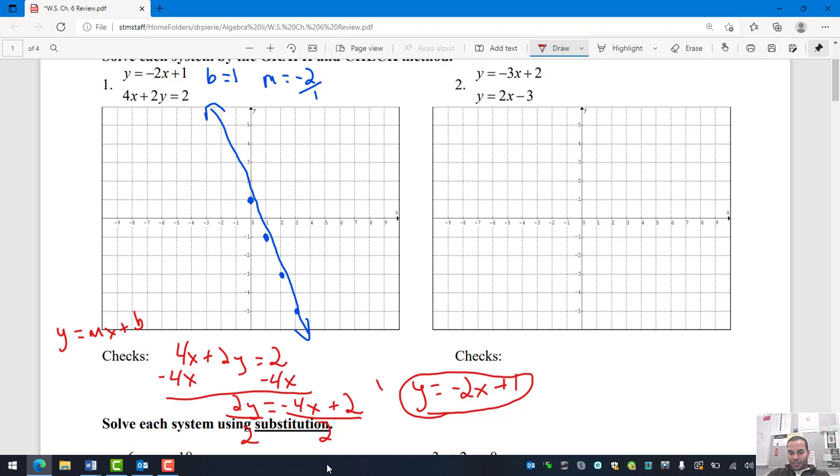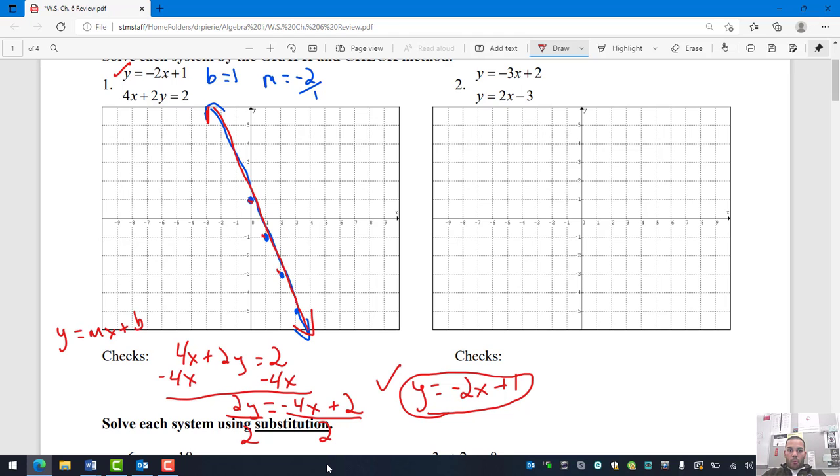I notice that this is the exact same thing as this equation up here. They're both y equals negative 2x plus 1. So what happens is when I graph this, I'm going to realize it's basically just two lines that are stacked directly on top of each other.